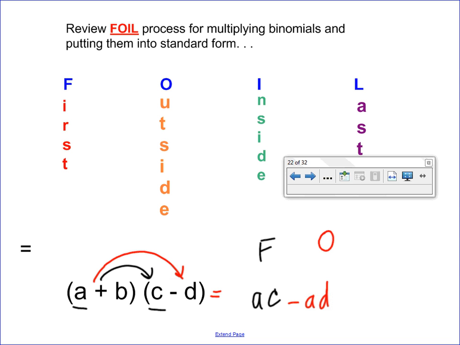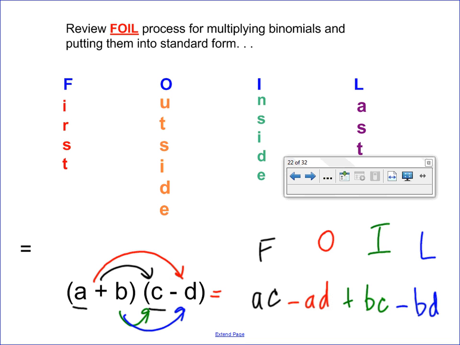Then the I from FOIL stands for inside, right? The product of the innermost terms. So as I look at my inside terms, that would be positive B times positive C is plus BC. There's my I. And lastly, my L for last is definitely lastly. B times negative D is minus BD. Awesome. So everybody see my F, O, I, and L? We don't want to forget that.